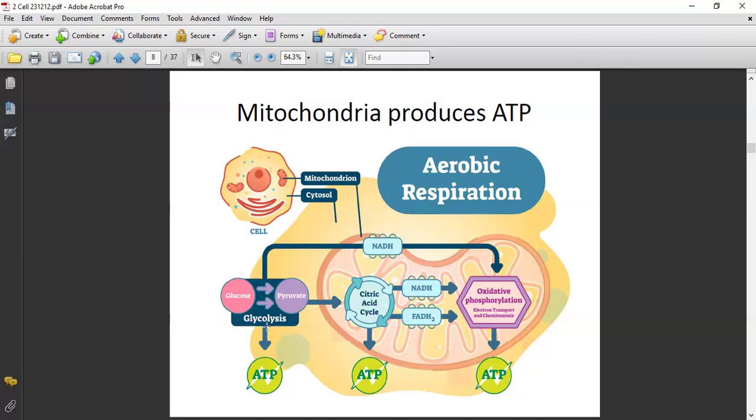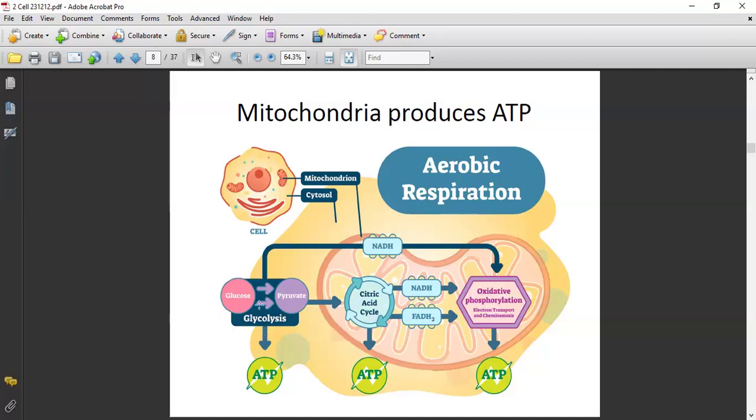The suffix lysis indicates a breakdown of the glucose. We conduct glycolysis in the cytosol. It's not in the mitochondria, it's in the cytosol, to convert the glucose into pyruvate. And by doing so, you produce some ATP. So our cell can produce ATP without mitochondria. We call this process anaerobic respiration, where you don't need oxygen. You can do it.